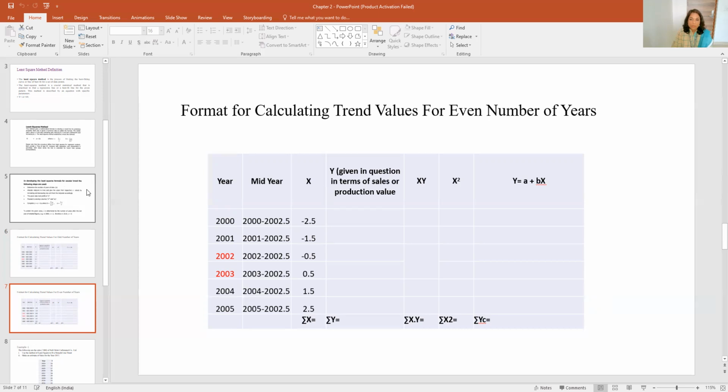So in an even number of years, you can directly memorize that the middle 2 years will be marked as minus 0.5 and 0.5. Above that, it goes minus 1.5, minus 2.5. Below that, it will be 1.5 and 2.5. The rest of the process will be the same.